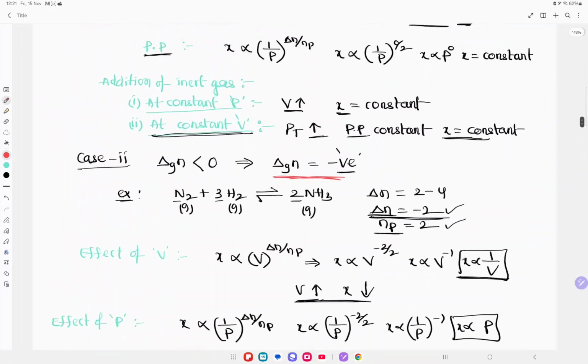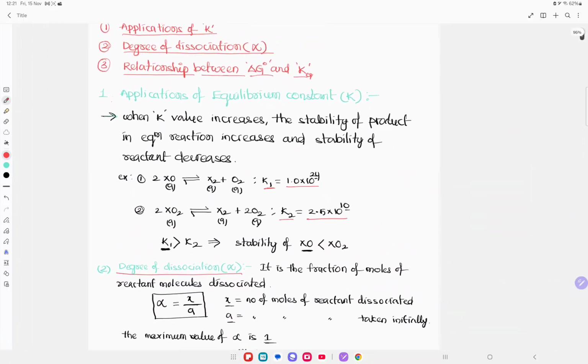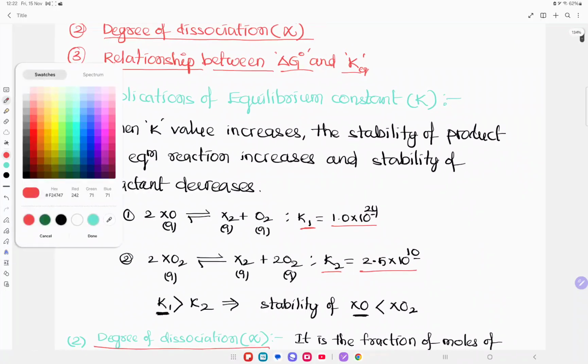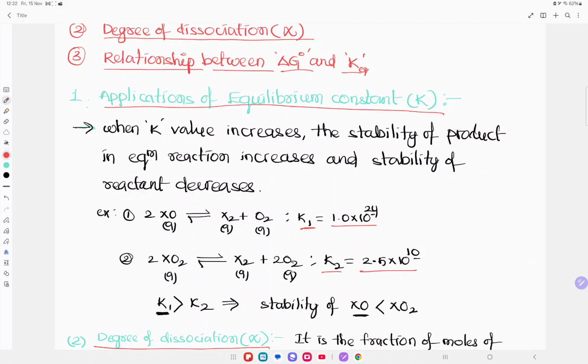And what is the first topic we have discussed? That is applications of equilibrium constant. Only a simple thing: when the K value increases, the stability of product increases, but the stability of reactant decreases. Because K is, in general, product concentration by reactant concentration. Remember from this, when K increases, the stability of product increases and the reactant stability decreases. Hope you understood.